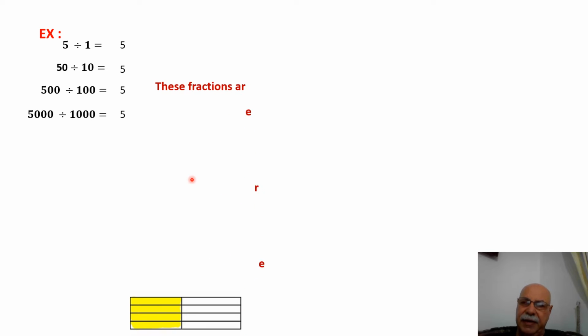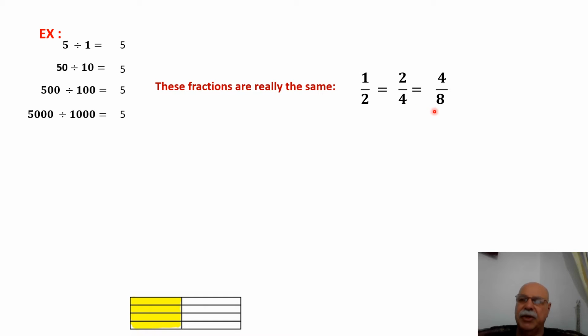You are looking at fractions that are really the same. Half equals 2 over 4, 4 over 8. Do you understand this? Because with this half, when you multiply by 2, you get 2 over 4. Multiply by 2 again, you get 4 over 8. When you cancel any fraction there, it gives me the half. That's why it gives me the same result.